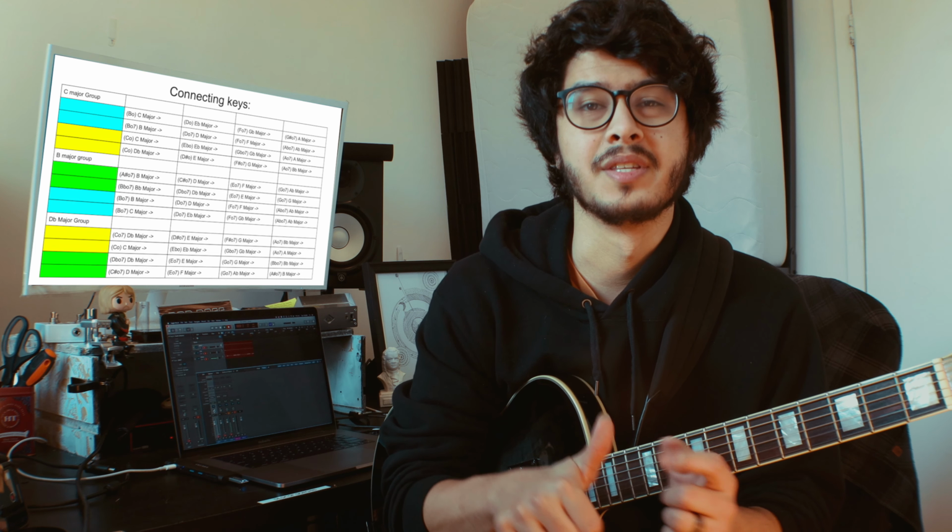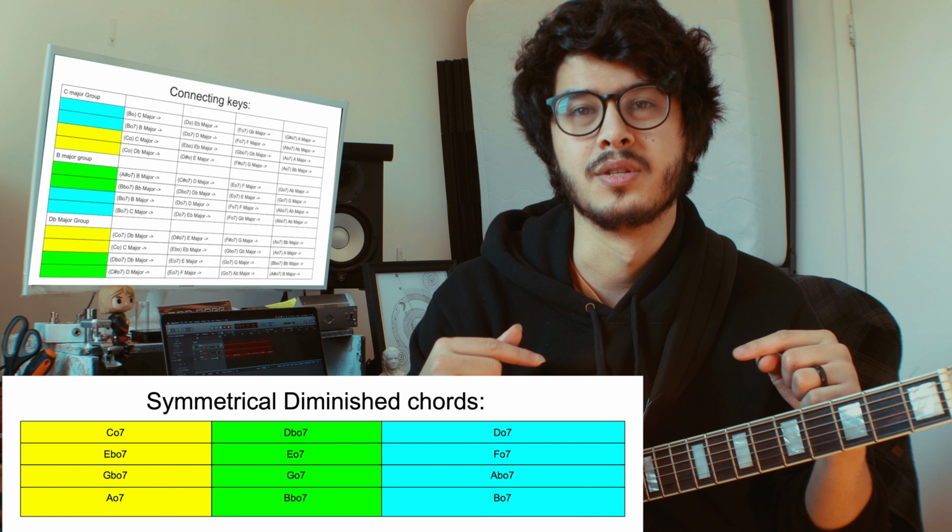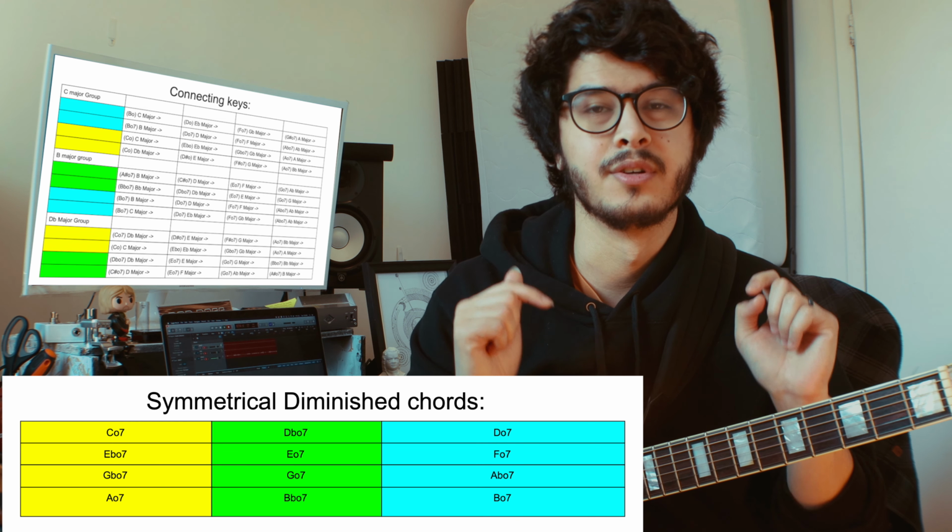I put 3 groups. We have the C major group, the B major group, and the D flat major group. Using the chart above, you can actually just substitute C major for example, E flat major or G flat major or A major. They work in all of them, so you can get to any key.